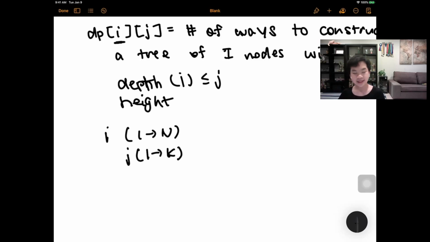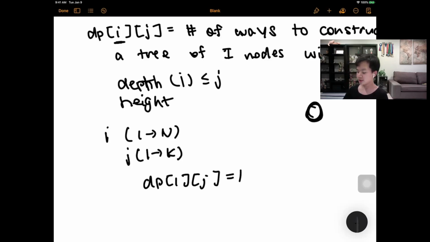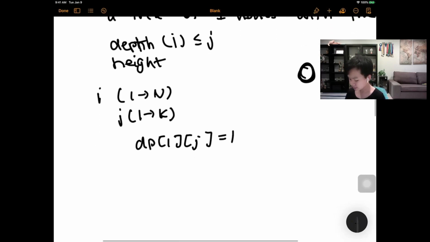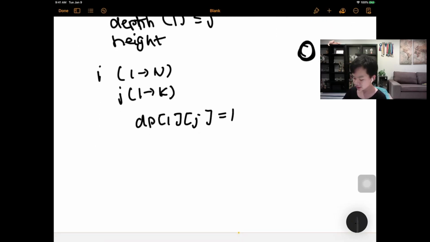And basically our base case is that dp of 1, j is always equal to 1, because there's always one way to make one root node, and it would satisfy the conditions because the depth of this is 1 and it would be less than or equal to j. Okay, so now basically that's if i equals 1. So what if it's not equal to 1?